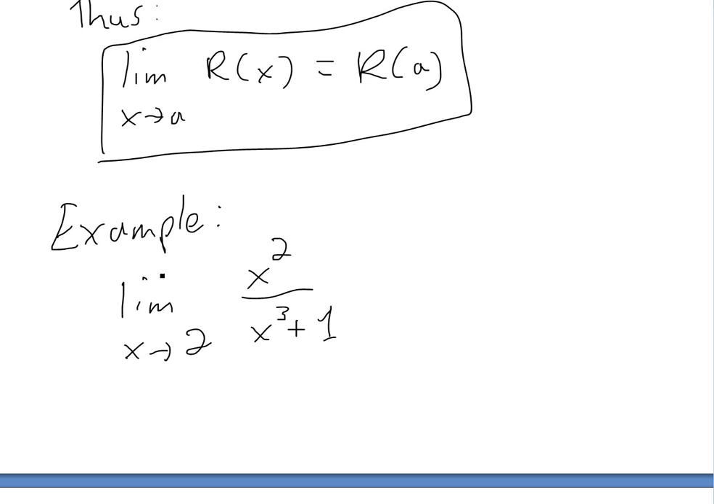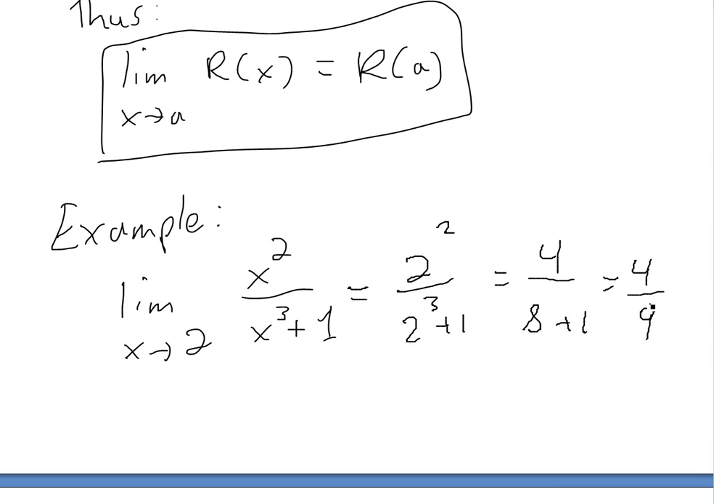And a quick example here: the limit as x approaches 2 of this rational function, x squared divided by x cubed plus 1. For the bottom, if you plug in 2, we get 2 cubed, which is 8, plus 1 is 9, so it's not going to be 0, and we could just plug in directly. So we have 2 squared divided by 2 cubed plus 1. This equals 4 divided by 8 plus 1, which is 4 over 9. There's our answer. So we can just directly substitute.